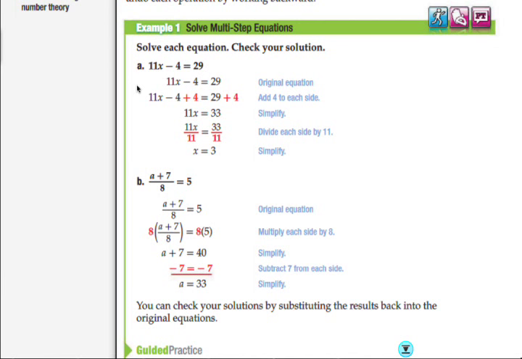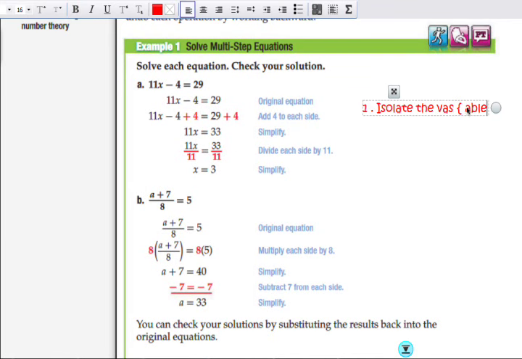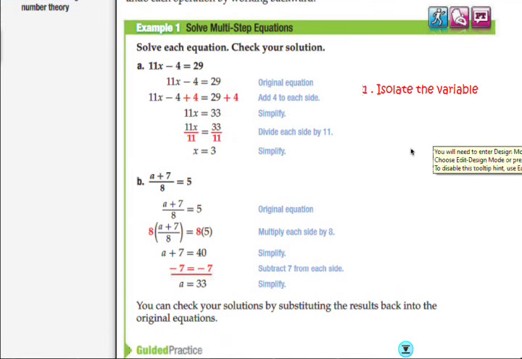The big thing here is, step one, you're going to want to isolate the variable. Okay, so we want to get the variable and whatever its coefficient is by itself. So I would say always step one would be isolate the variable. And then from there, once we do that, so here we added 4 to both sides, and so from there, then I'm able to divide both sides by 11, and I get x equals 3.